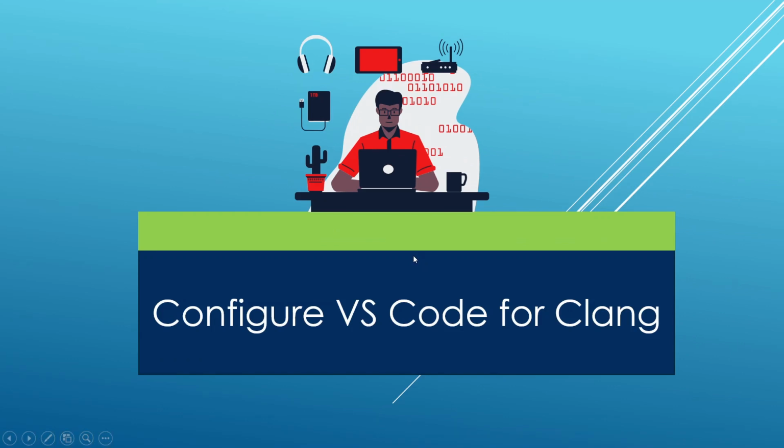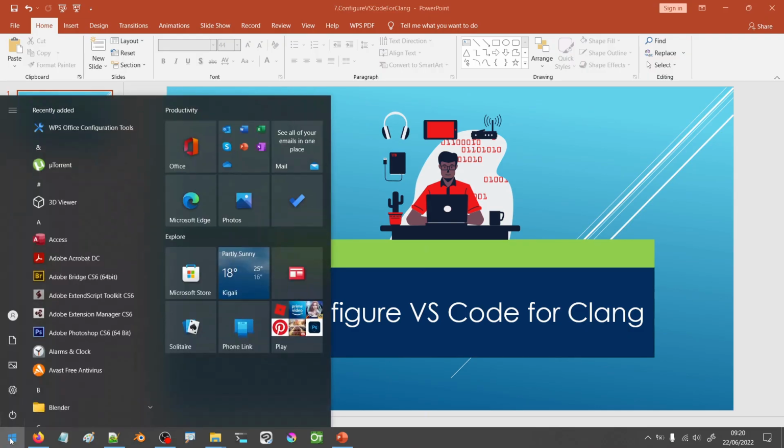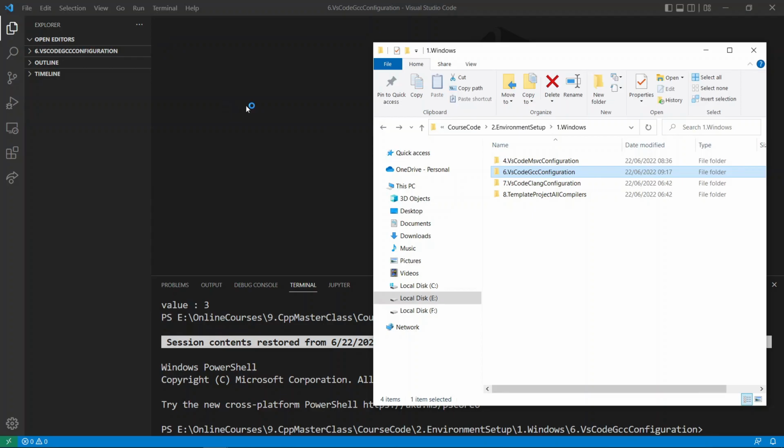In this video, we're going to see how we can configure Visual Studio Code to use the Clang compiler that we have installed in a previous video. So let's do this. We will start Visual Studio Code on our system here. So let's say Visual Studio Code. This is going to open Visual Studio Code as we see here.